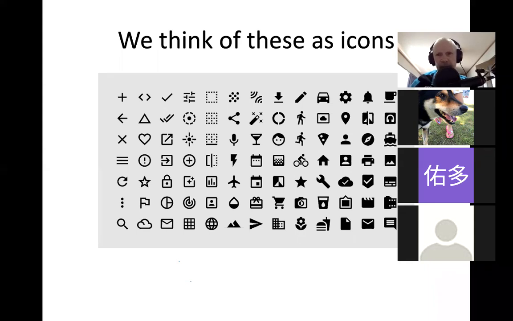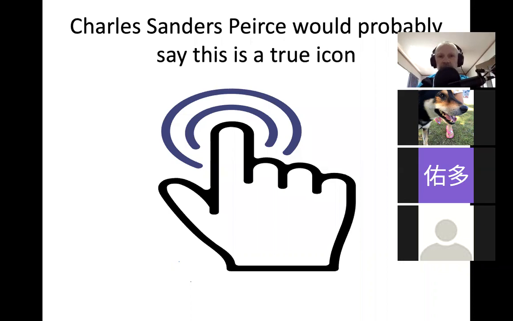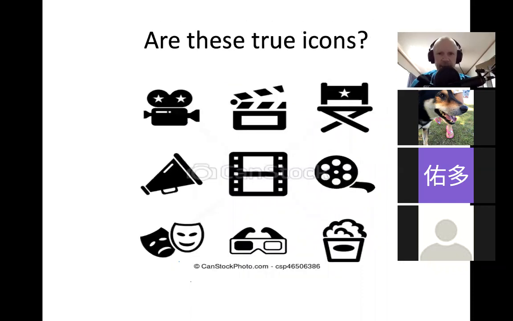So you can see the usage as an icon, it looks like something, and the usage as a symbol, the way we use it, is different. Charles Sanders Peirce would probably say this is a true icon. It looks like a hand with a finger pressing something. You can go along with that. It's a true icon. But some of these things look like something, maybe a camera, or masks, but maybe the symbolic meaning is different.